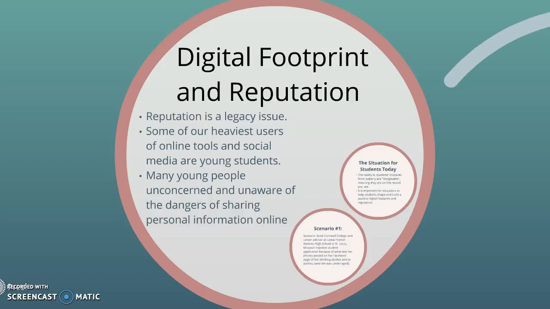This relates to our students and to our lives because a lot of what happens outside of the classroom gets brought into our classrooms. And some of our heaviest users of online tools and social media are our young students. And unfortunately, many of the young people that we deal with are very unconcerned and very unaware of the dangers of sharing their personal information and posting videos or whatever it is they're doing, and how it can actually affect them in the future. And I think the big key thing is that they're unaware, a lot of them, because we are not educating them properly on how to be a digital citizen. So that's some things I'm going to talk to you about today.